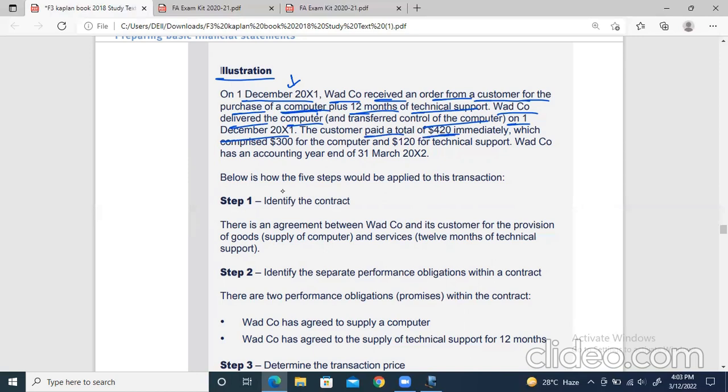$420. And this was the price for that, of which comprised $300 for the computer and $120 for the technical support. So this is what the accountant did. It allocated it between the products, right? WAD company has an accounting year end of 31st March 2022. Now, according to this example, let's work out the 5 steps and let's discuss each and every one of them.